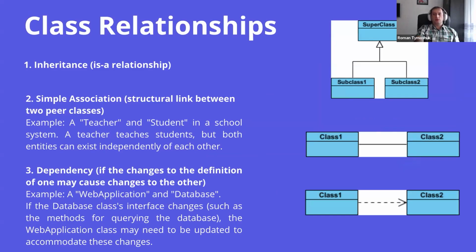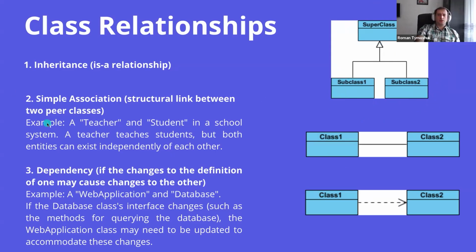Related to the class relationships: inheritance, as we saw before with animals. We have a superclass, we have subclasses. It's an "is a" relationship. Duck is an animal. Zebra is an animal. So they are joined in this way.